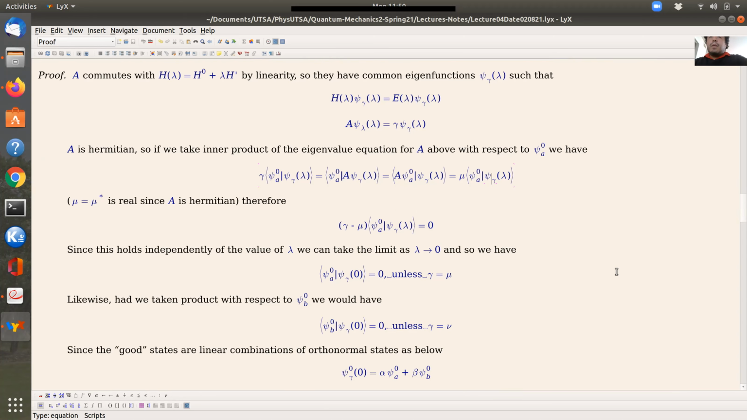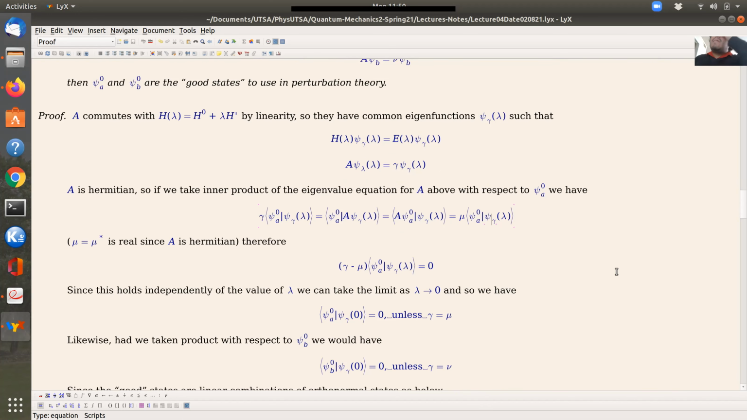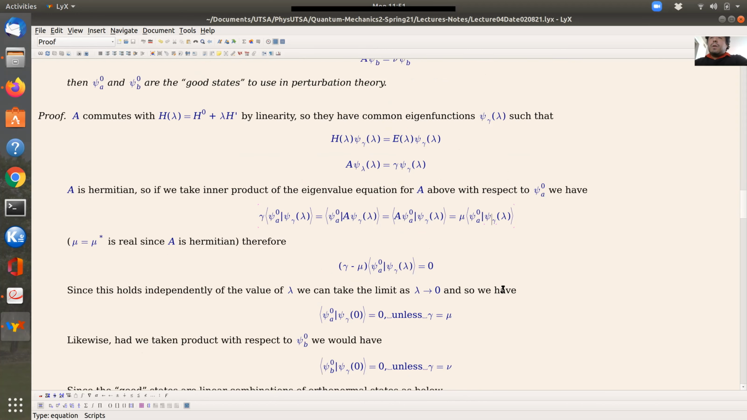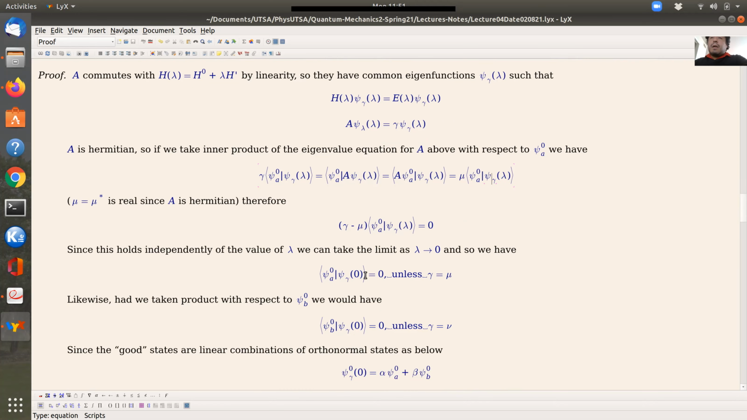Think that we have done this for any value of lambda, let's say in the interval 0, 1. So this holds independently of the value of lambda that we consider. We consider in particular the limit as lambda goes to 0, so we have everything evaluated at 0. And there are two possibilities for this to be 0. Either this is 0, or this is 0, which would amount to gamma being equal to mu. So we have the two cases.